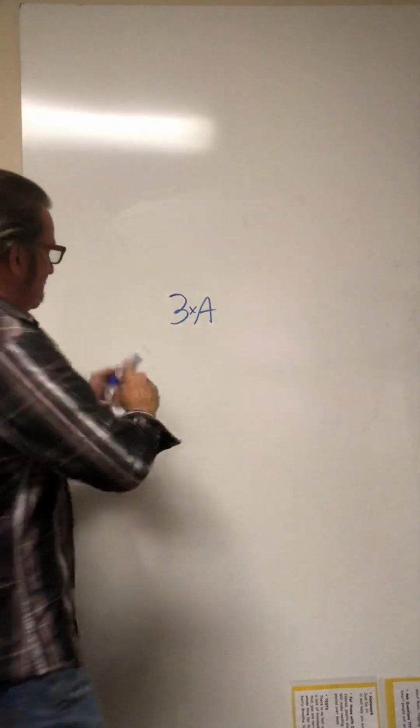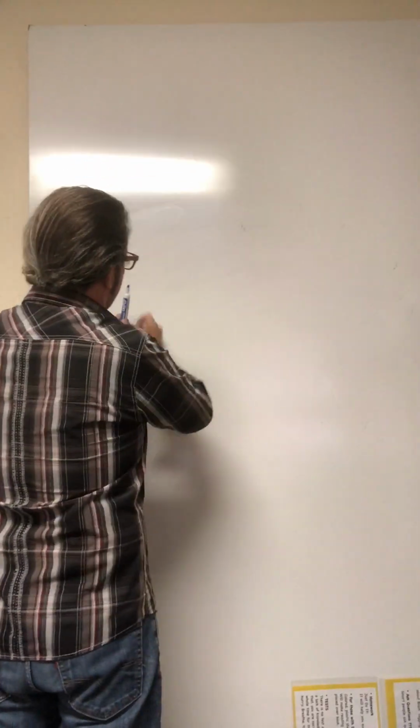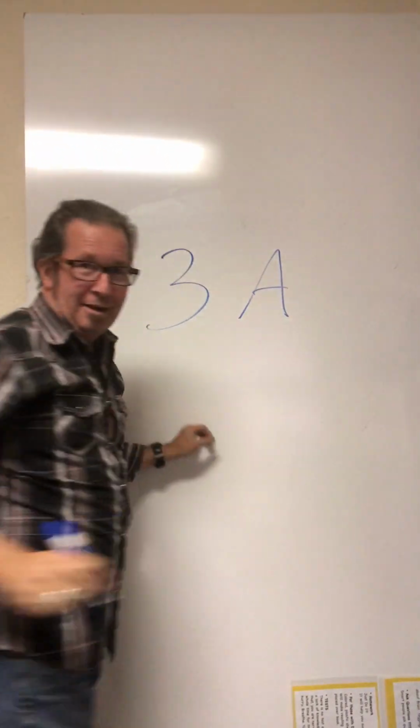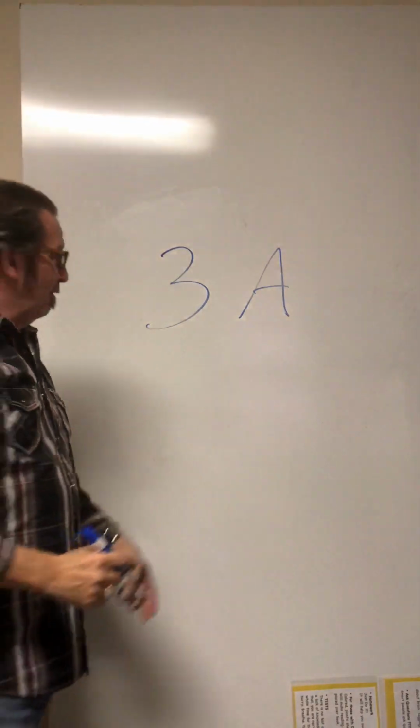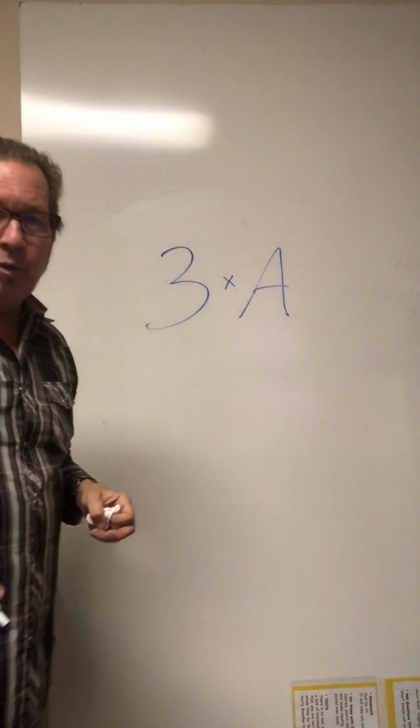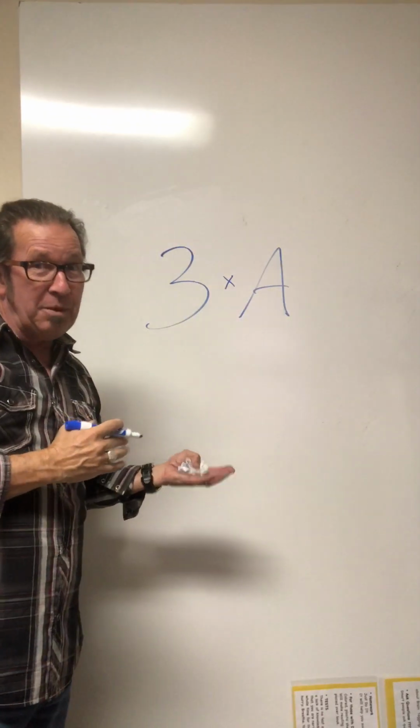Is that too small? You want me to make it bigger? Okay, I can make it bigger. So let's do this. 3A. That's big. So 3A, and it really kind of has a times right in there. Okay? We don't write the times, but it exists.